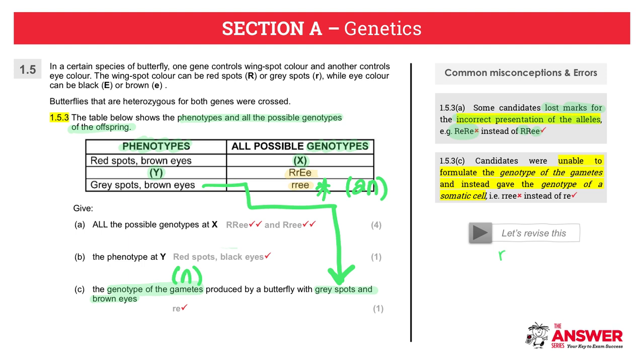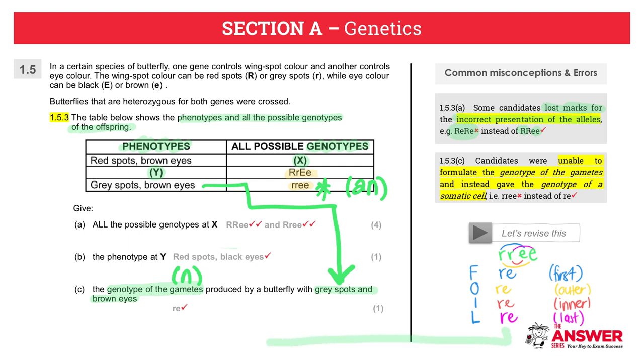Now this is easy to determine if you use the FOIL method as set out in our grade 12 Life Sciences Part 2 study guide, where you basically do first letters together, outer letters together, inner letters together, and last letters together to give you 4 possible gametes that are produced by the genotype of this organism. So the correct answer here is a small r and a small e. That's the only possible genotype for the gametes.